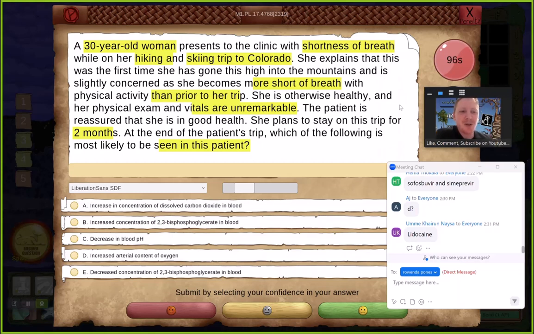So this is like physiological changes of altitude. As you change altitude, you'll have different physiological changes occur. This is like a little kernel that I think is getting higher and higher yield. You see it a lot on the Kaplan questions. I think it's really useful to learn. So what would you expect if you went up in altitude? Looking at these answer choices as categories, what would happen to your carbon dioxide, your 2,3-bisphosphoglycerate, your pH of your blood?